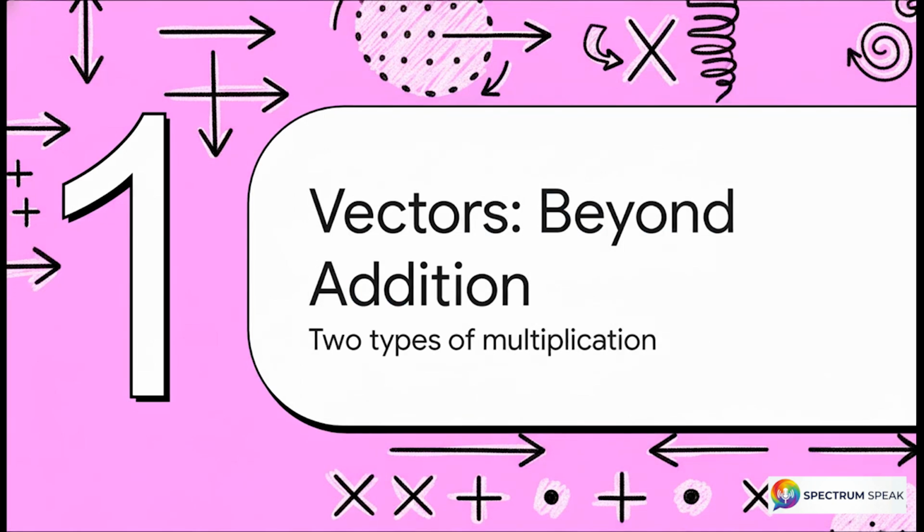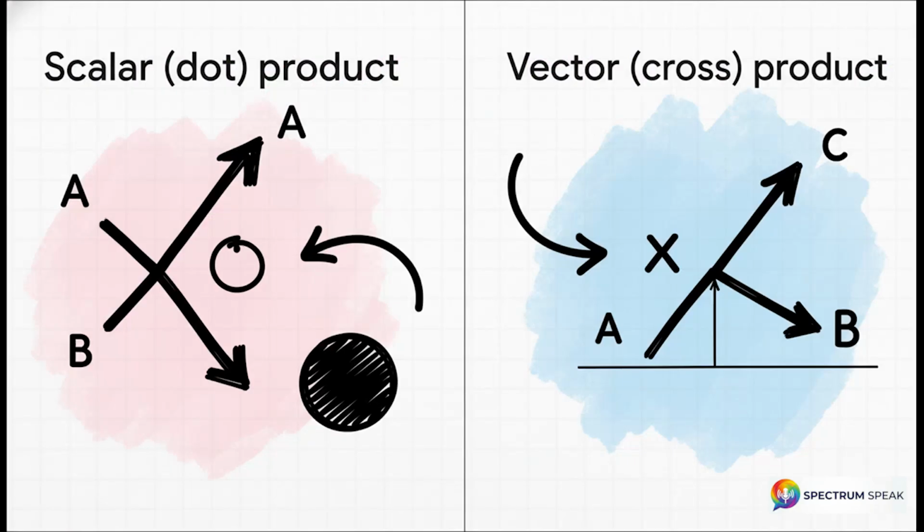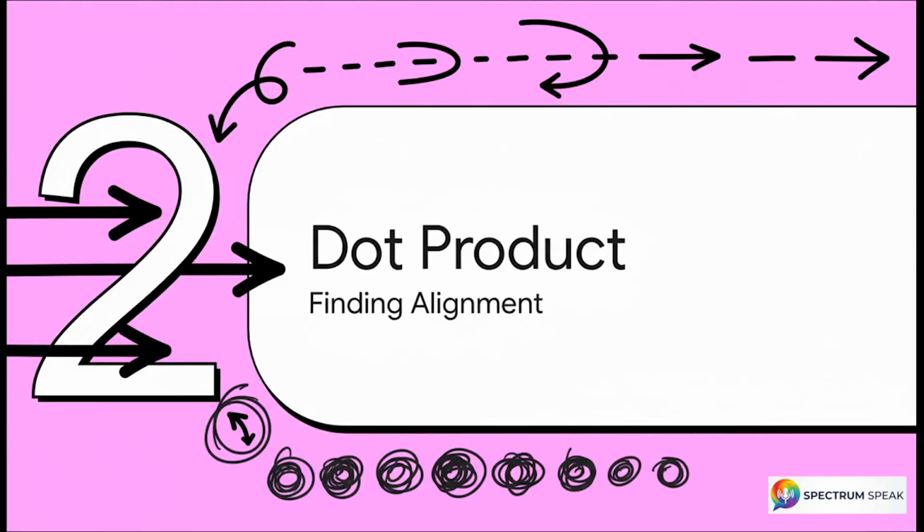All right, section 1, vectors beyond addition. We all know how to add and subtract them, head to tail. But multiplication, that's where vectors really start to show their power in describing how things work in the real world. So you've got two main ways to do this. There's the scalar product, which we usually call the dot product. You see it with a little dot. And then there's the vector product, or cross product, shown with a cross. And this is key. One gives you just a number, but the other gives you a whole new vector. Let's break them down.